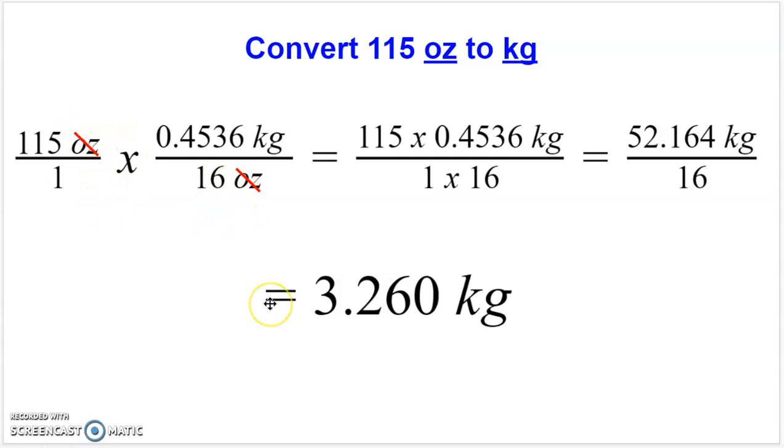The ounces cancel, multiply straight across the top, straight across the bottom. When I do all that math, I wind up with 52.164 kilograms over 16, and that all turns out to be 3.260 kilograms. So my original 7 pounds 3 ounces turns out to be 3.260 kilograms.